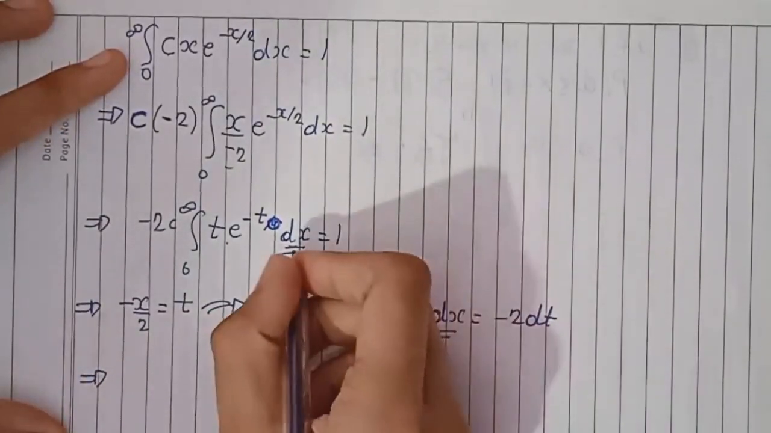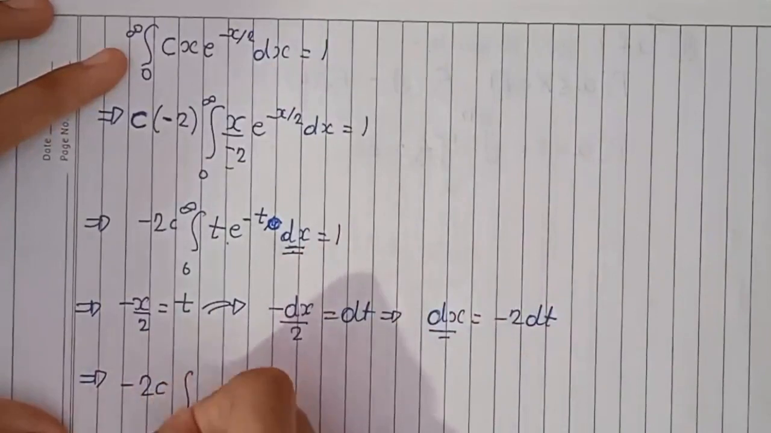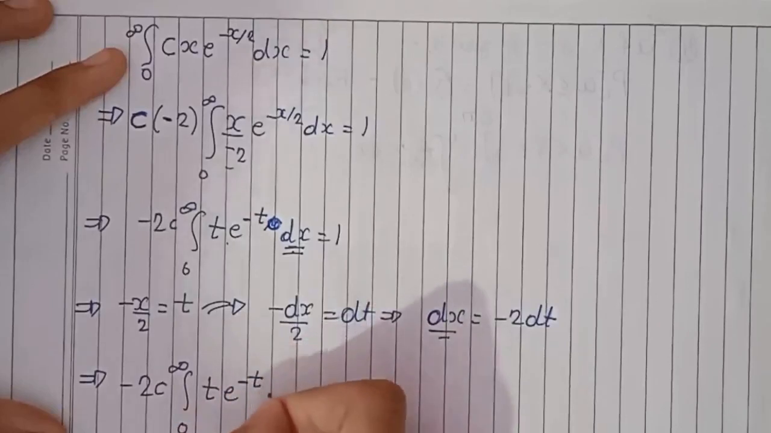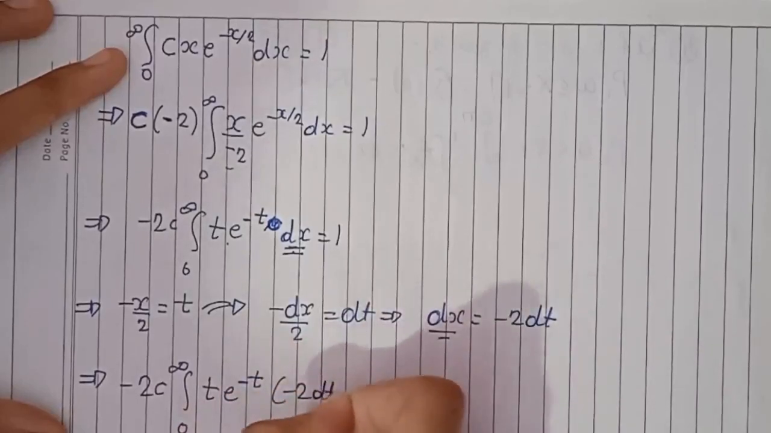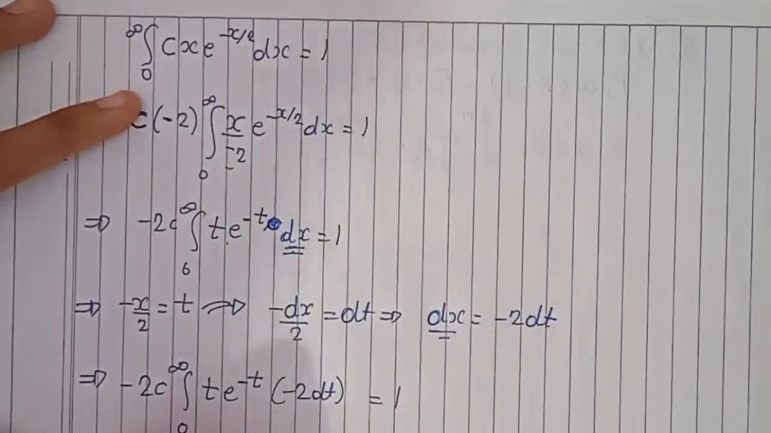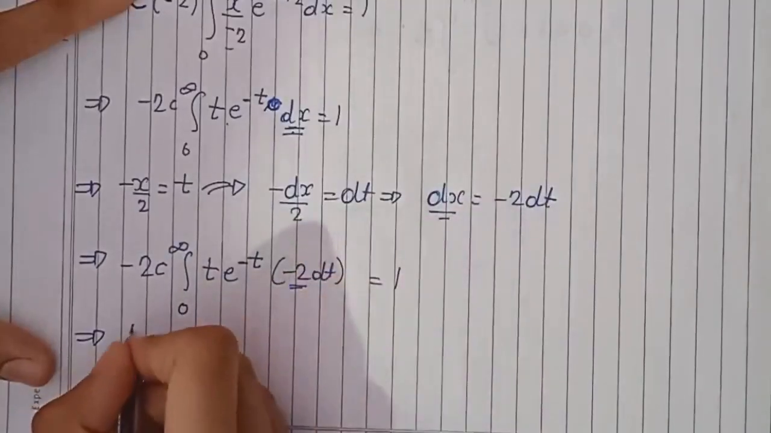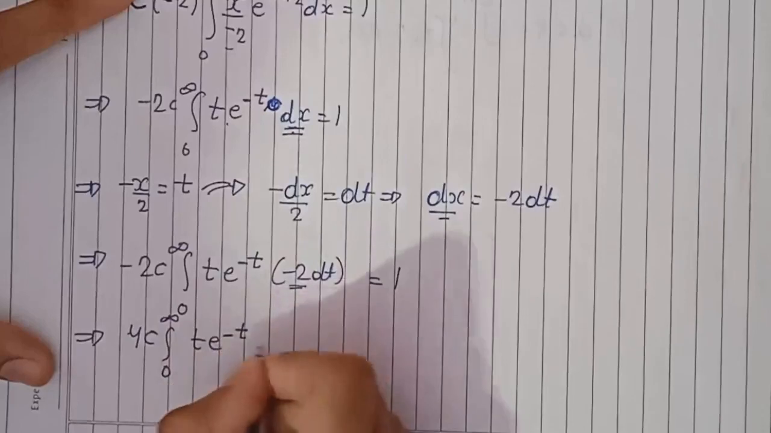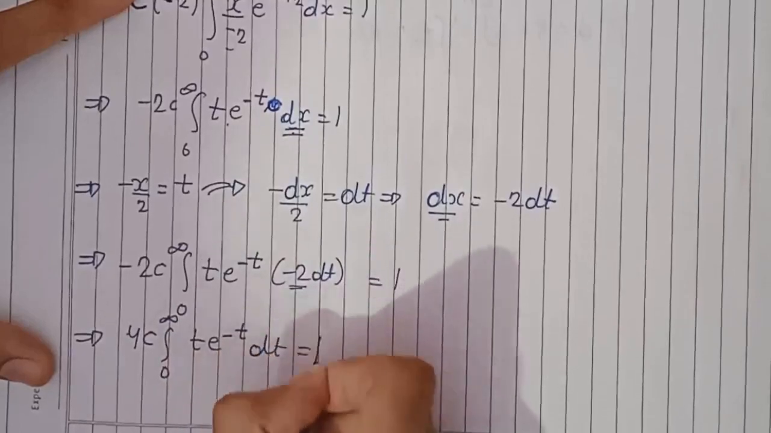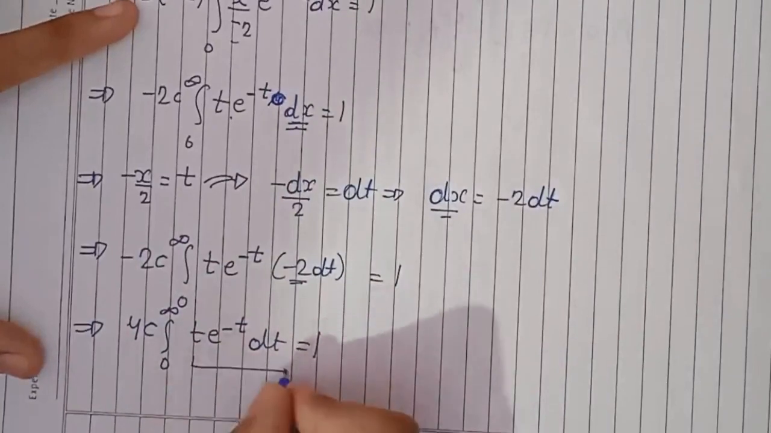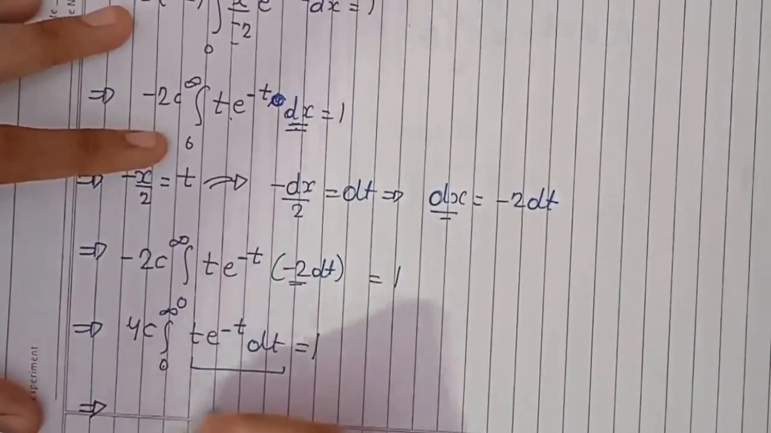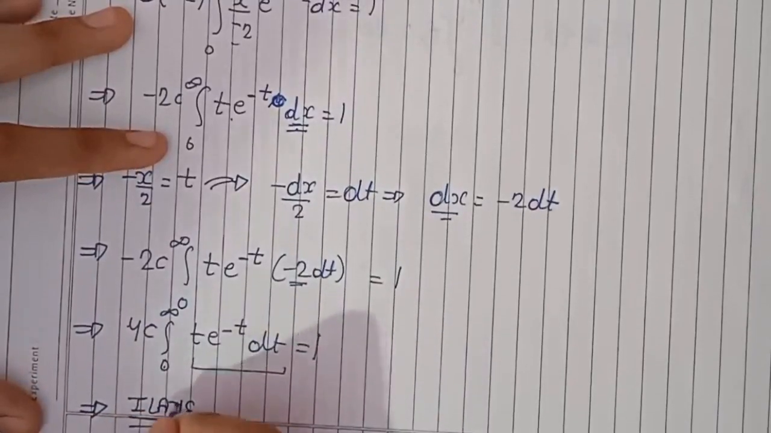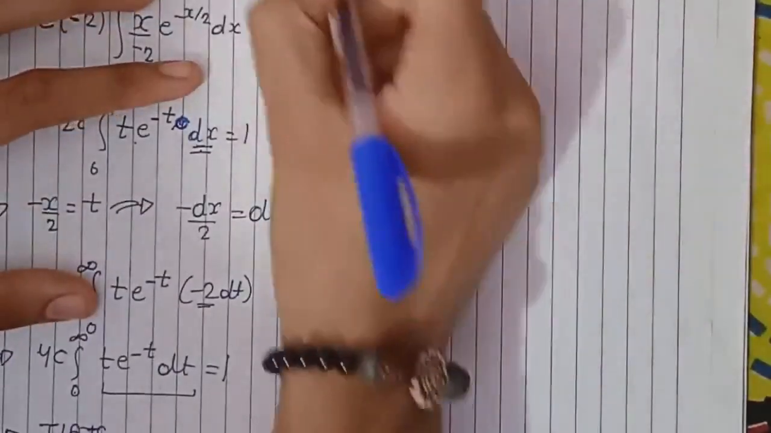So putting the value of dx in this expression, I can get minus 2c integration of 0 to infinity t e to the power minus t, into minus 2 dt, is equal to 1. So taking this minus 2 out, I can have 4c integral 0 to infinity t e to the power minus t dt is equal to 1. So now I can integrate this and put the limits. To integrate this, we need to use the ILATE rule. Now using this ILATE rule to integrate this, I can proceed.